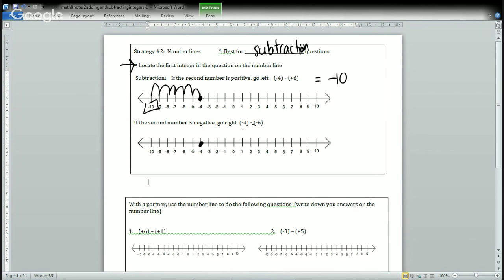If we're subtracting a negative, kind of like we're getting bigger. It's the double negative thing. That means we're going to go right, 2, 4, 6. And the answer to that is positive 2.